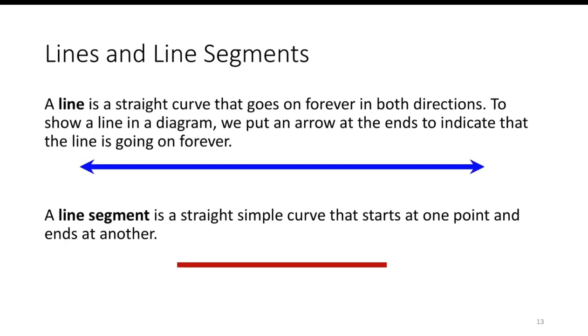A line is a straight curve that goes on forever in both directions. So to show a line in a diagram, we put an arrow at the ends to indicate the line goes on forever in those directions. A line segment is a straight, simple curve that starts at one point and ends at another. So it's basically like you take a line and cut a piece out of it. A finite piece is a line segment.